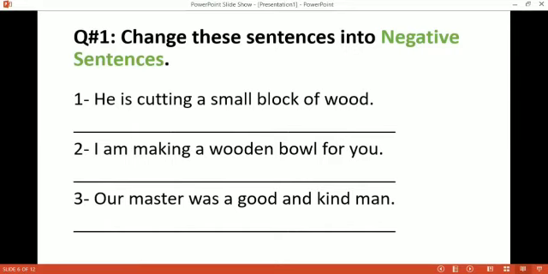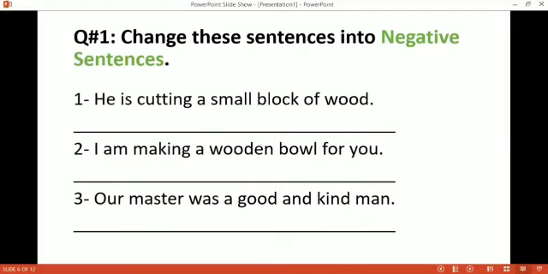Sentence number two: I am making a wooden ball for you. Which helping verb is used in this sentence? Am. I am making. I am not making. After the helping verb am, we put not. I am not making a wooden ball for you.